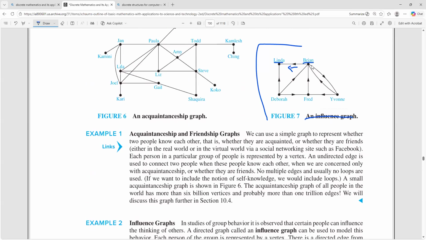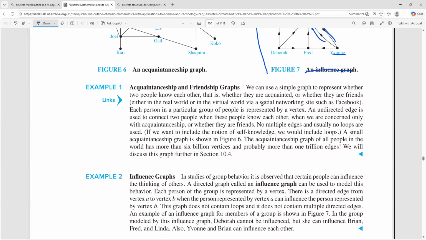Right here, we also note this. Because of the double edge here, we see that Brian and Yvonne, is that Yvonne? They influence each other, right? Whereas this edge right here shows that Brian influences Linda, but Linda does not influence Brian. If you think about it in terms of higher ups, Brian may be in a higher position than Linda, and that's why whatever Linda does doesn't really impact Brian's decisions, or they might be in separate departments. But what type of graph is that influence graph, directed multigraph, or it's a directed, I believe.